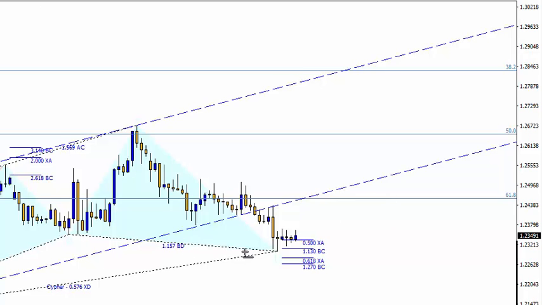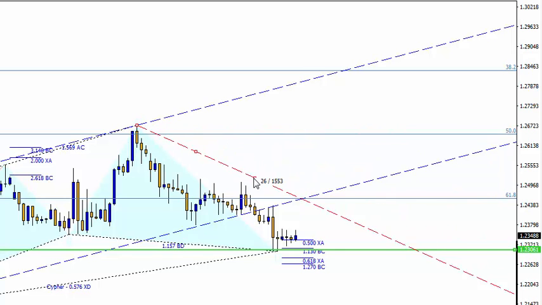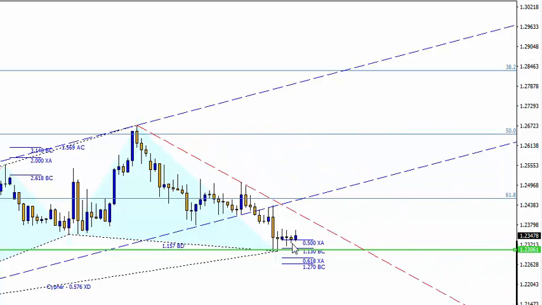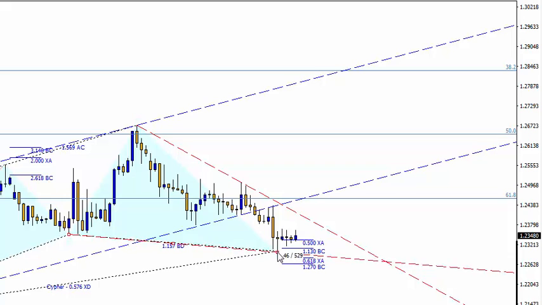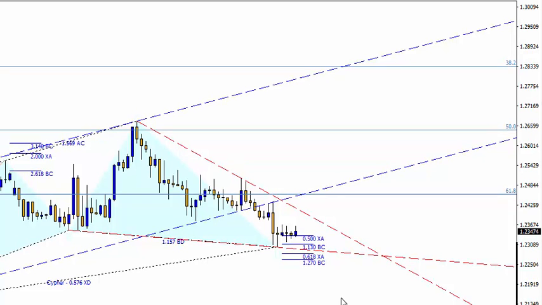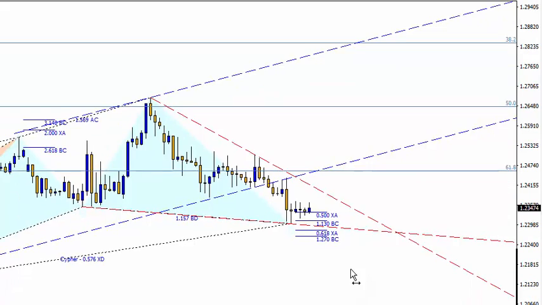So what I want to do is just put this on there and also draw a resistance line. There we go. Alright, so this is what we have here. In fact, you know what we might do? We might just take it from here. As you can see, we have a tightening triangle here, and this tightening triangle has the potential to break out and start going up, or break down to start going down. So either way, what you need to do is wait for that breakout level and trade accordingly.